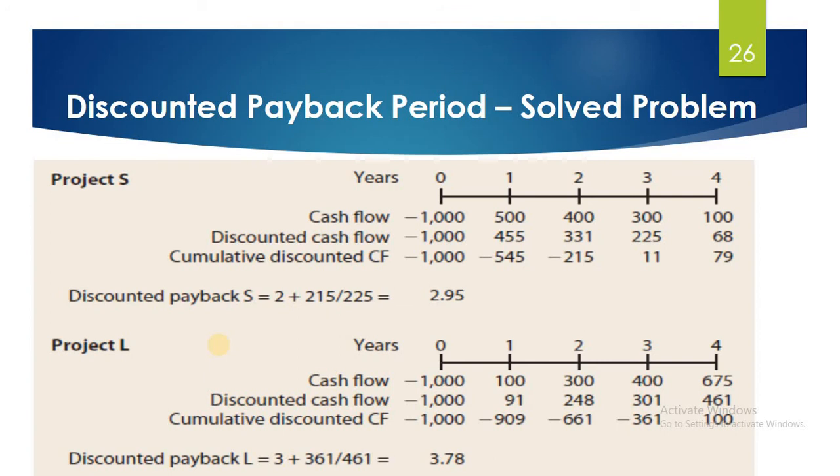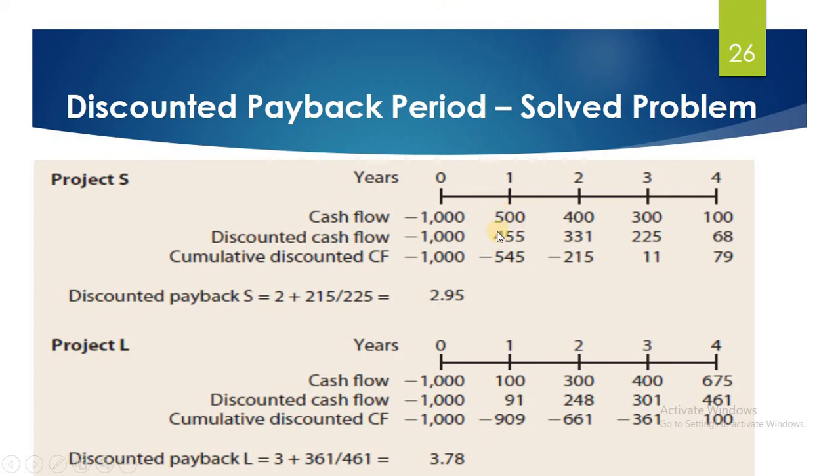Now, let's look at the discounted payback period of project S and project L. So, the first row is the cash flow. The second row of project S is the discounted cash flow. Let's look at how we calculate discounted cash flow. One more thing, cost of capital for both projects is 10%. Now for year 0, cash flow is minus 1,000 as it is the present time. Its discounted cash flow or its present value will be minus 1,000. Then in year 1, project S will generate $500 cash flow.